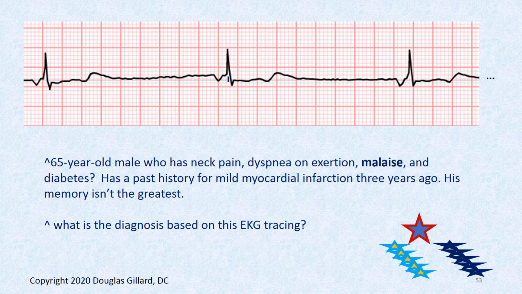A 65-year-old man with some neck pain, dyspnea on exertion, not feeling good, diabetes, kind of a mess. Had a myocardial infarction 3 years ago. Here's his EKG. What do you think? And that's not atrial fibrillation. Those of you who might be more advanced, that's just limb lead artifact. Well, look at this P wave again. It's upside down. We do have a little tiny segment on that one, but really not much there.